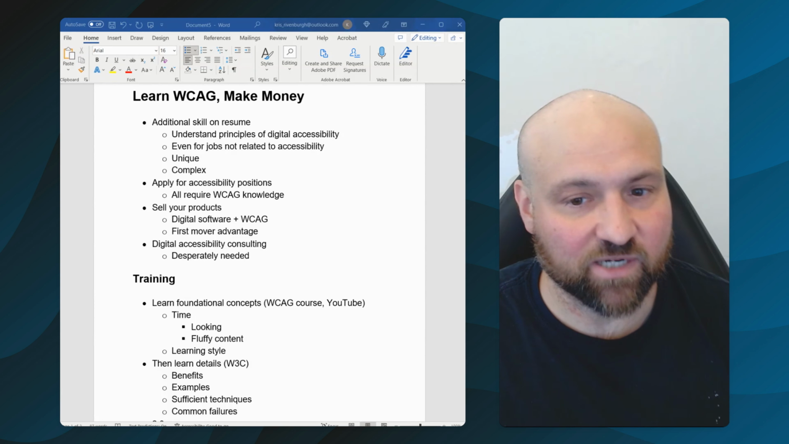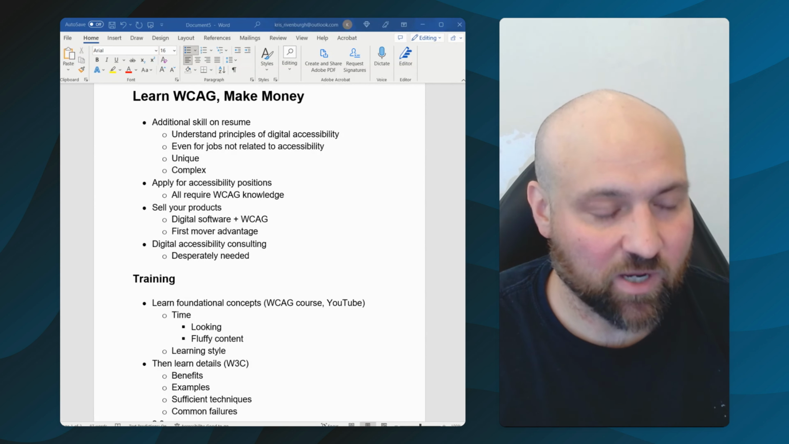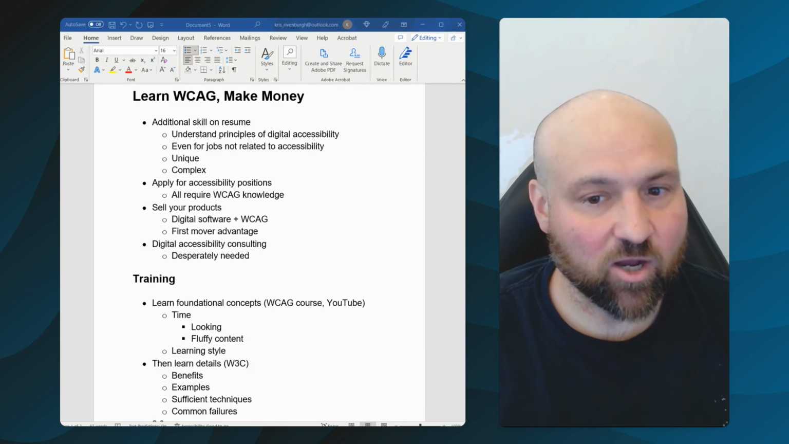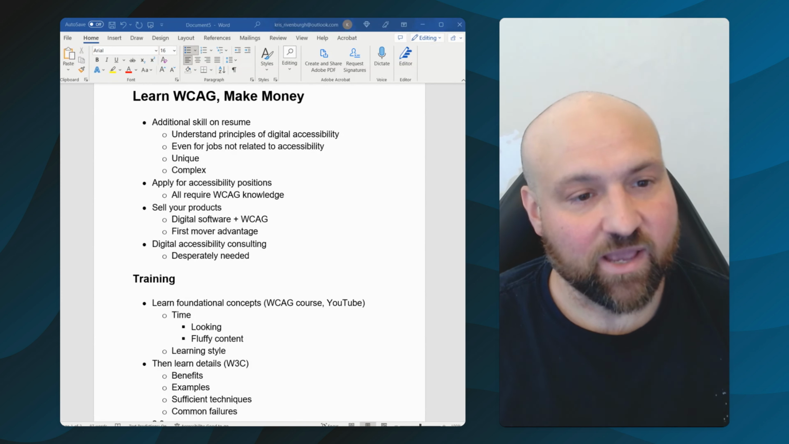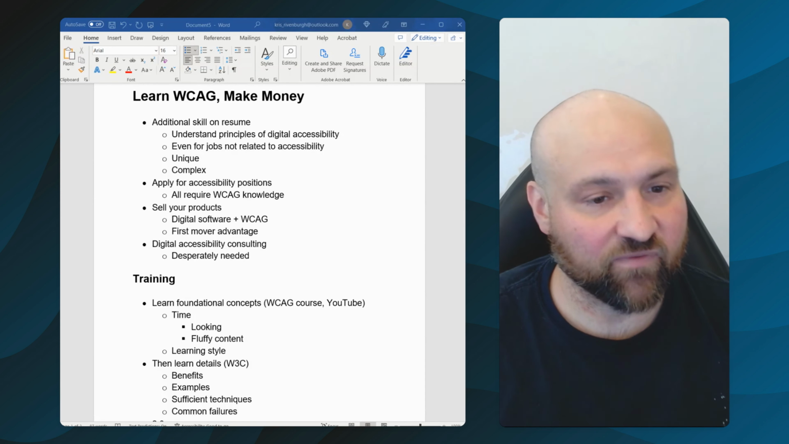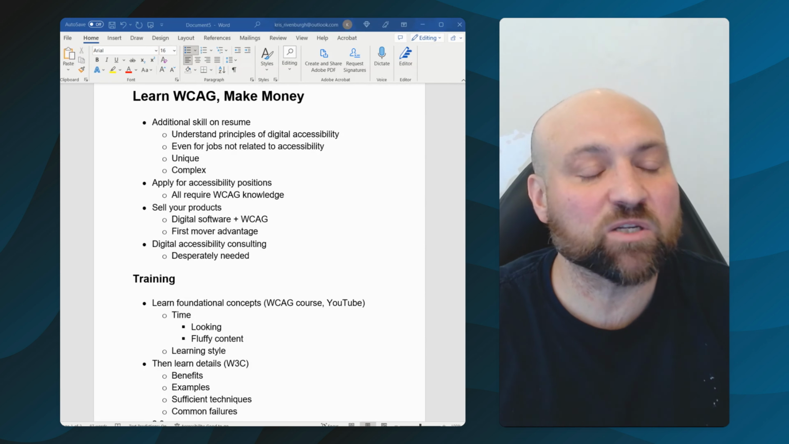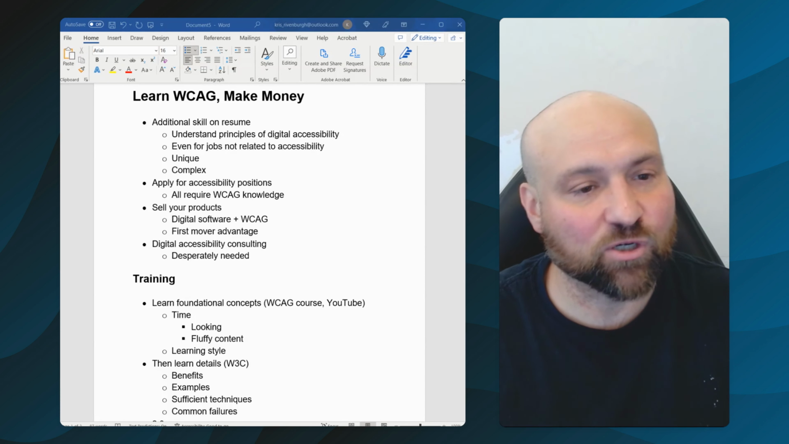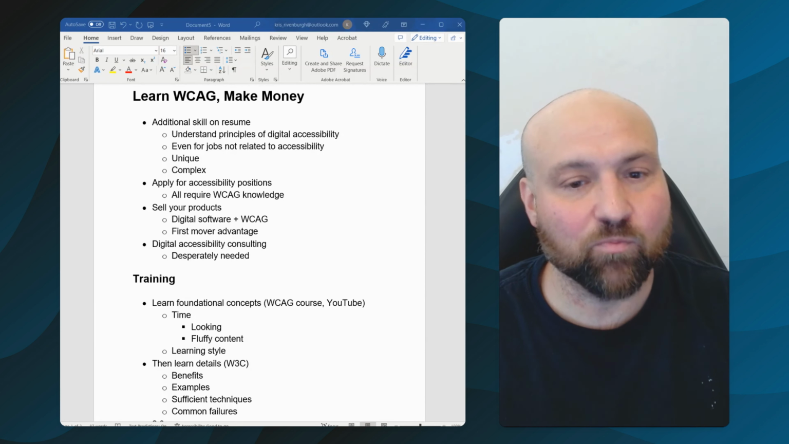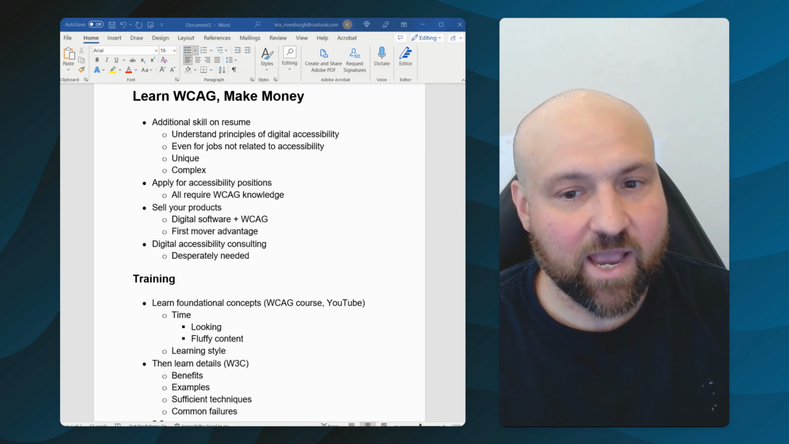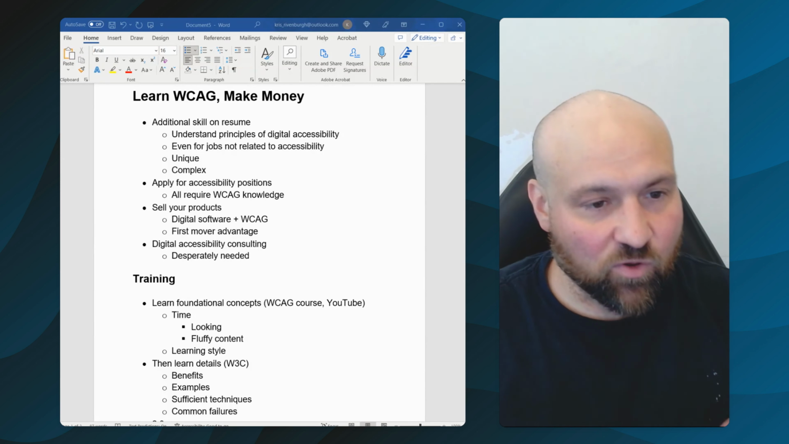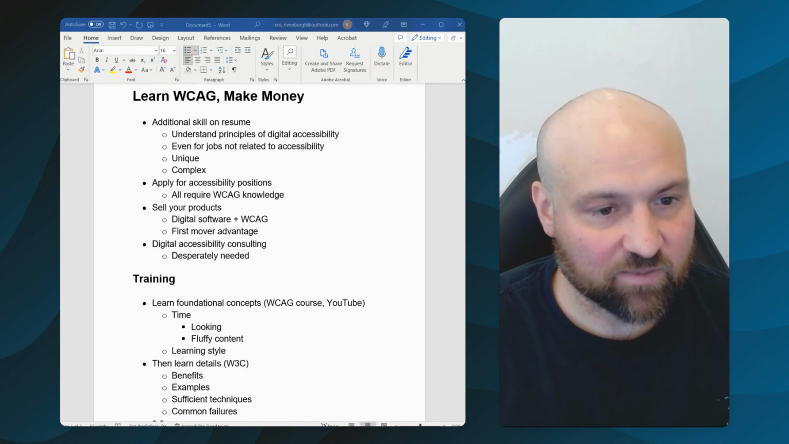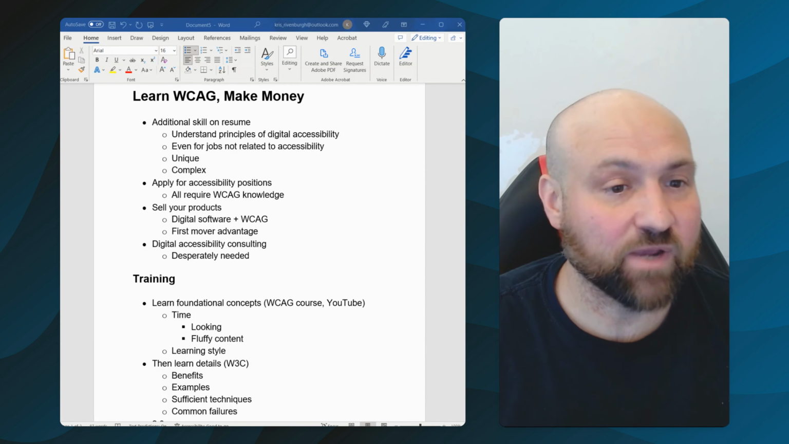Also, if you're selling digital products and you incorporate the Web Content Accessibility Guidelines and you make them WCAG conformant, that is going to help you. It's going to give you first mover advantage in your space in terms of accessibility and WCAG. Because what do people do? They find out about the Web Content Accessibility Guidelines and they search for it. Not many people think to market accessibility and WCAG conformance. So if you learn these guidelines and you incorporate accessibility into your product or service, you're going to have an advantage.